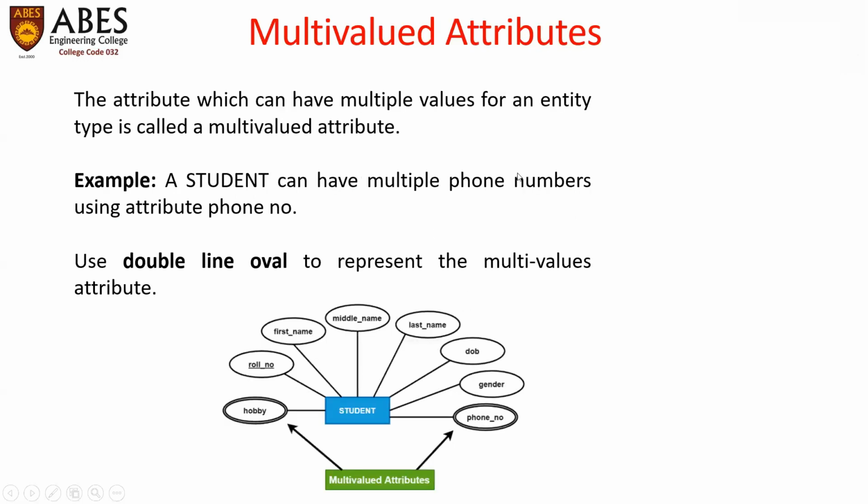Next, we have multi-valued attributes. Any attribute which can have multiple values is said to be a multi-valued attribute. As you can see in the diagram, this student entity has an attribute phone number. Any particular student can have more than one phone number. Similarly, any student can have more than one hobby also. So any attribute that has more than one value is said to be a multi-valued attribute, for example phone number and hobby. In the ER diagram, these are represented with the help of a double oval. You can see we have a double line oval. So these are multi-valued attributes.